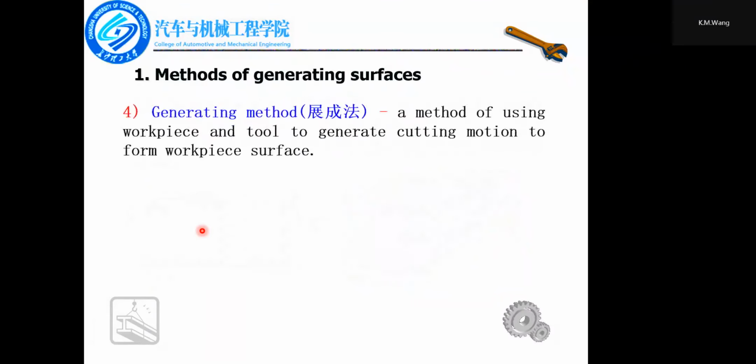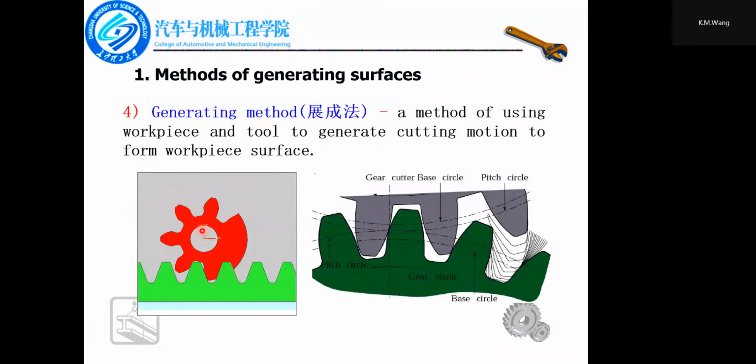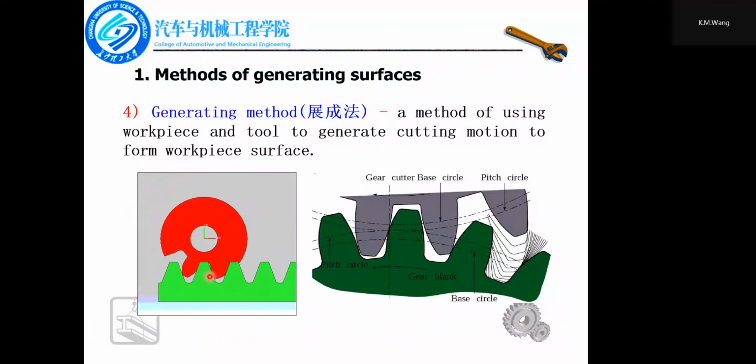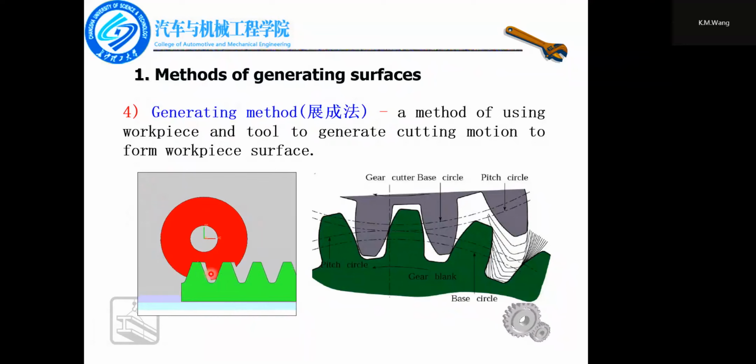And the fourth is the generating method. This is a method of using the workpiece and the tool to generate a cutting motion and form the workpiece surface. This is a workpiece, and this is a tool, and the workpiece and tool generate the cutting motion to form the workpiece surface.